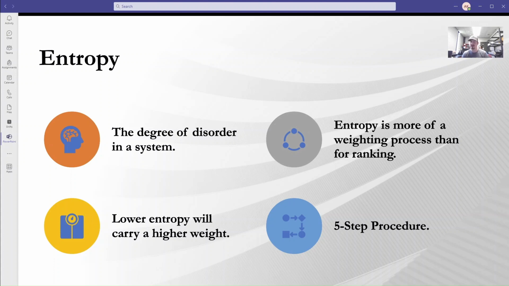Entropy is more of a weighting process than it is for ranking, even though the weights are eventually used for the ranking, and it is derived using a 5-step procedure. First, we have to make the matrix, and then next we normalize the matrix. From there, we can calculate the entropy value, and then we can find the degree of diversification, where we take 1 minus the calculated entropy value, and then we can start the weighting process, which, like I previously mentioned, is calculated using the R software.